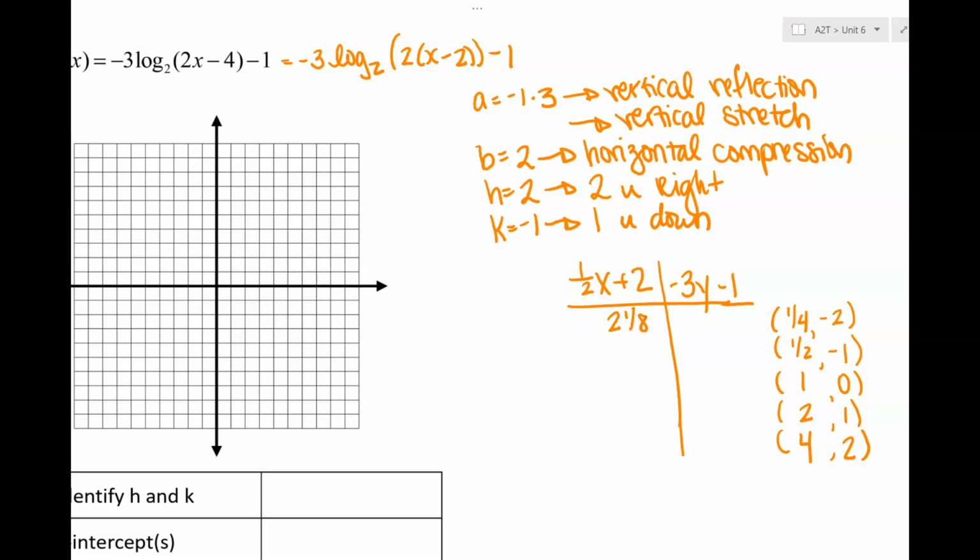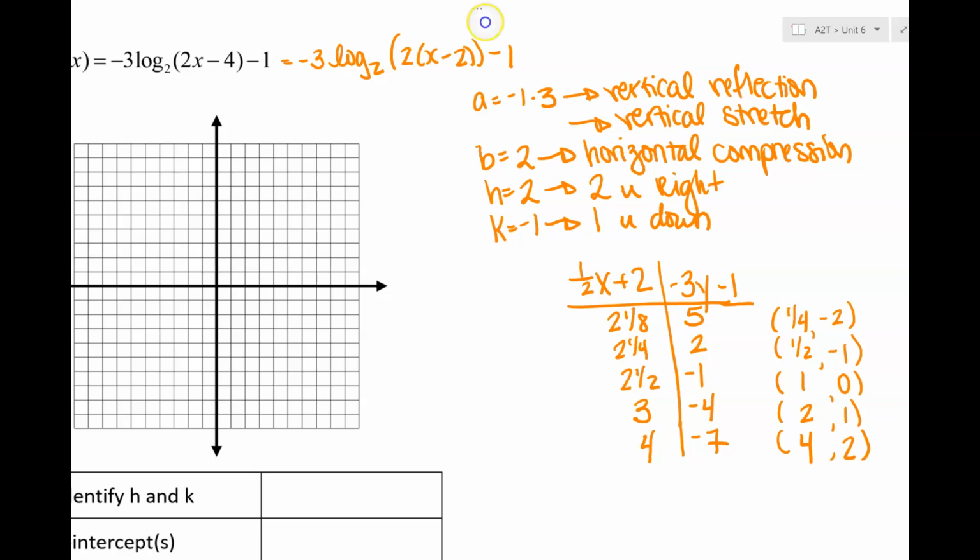If I plug in 1/2, I get 2 and 1/4. If I plug in 1, I get 2 and 1/2. Plug in 2. 2 times 1/2 is 1 plus 2 is 3. 4 times 1/2 is 2 plus 2 is 4. All right. Whew, decimals. Gotta love them when we graph. If we plug in -2 for y, we get 6 minus 1 is 5. Plug in -1, we get 3 minus 1 is 2. Plug in 0, -1. Plug in 1, -4. Almost done. Plug in 2, -7.